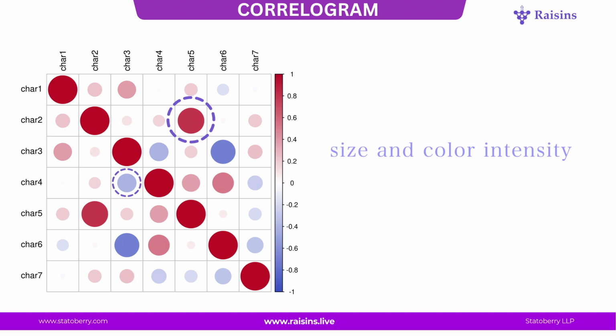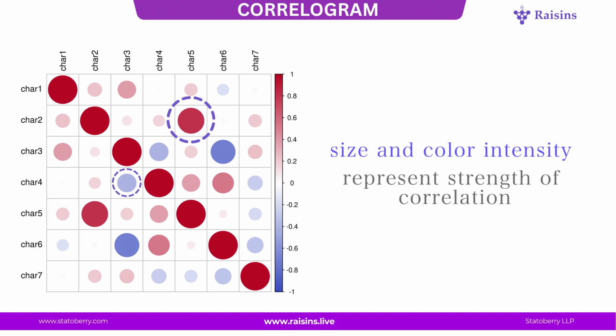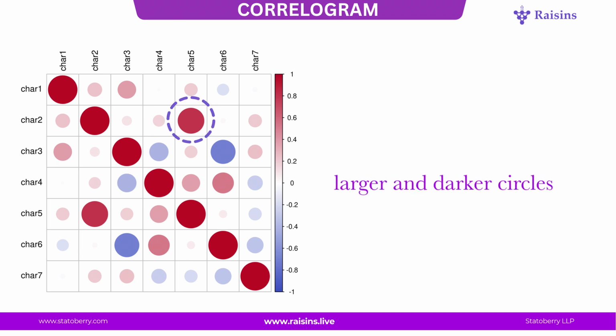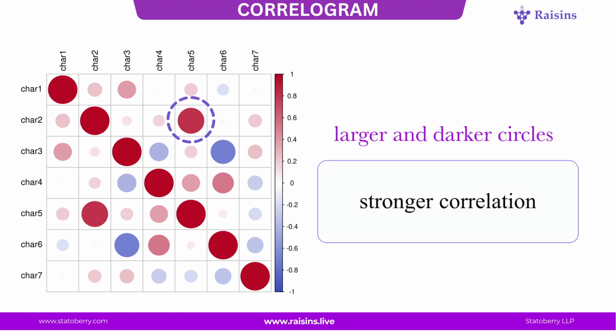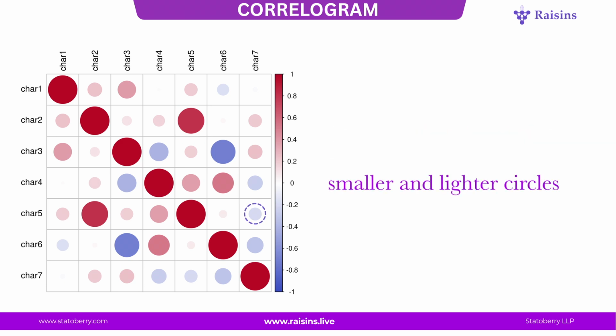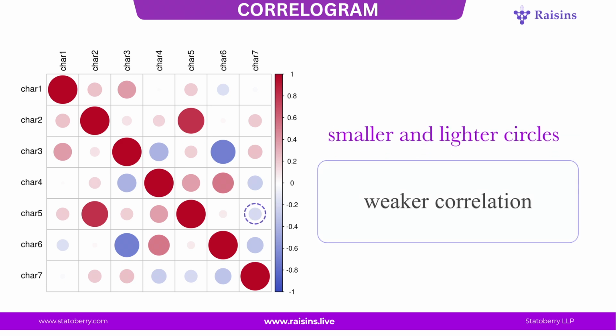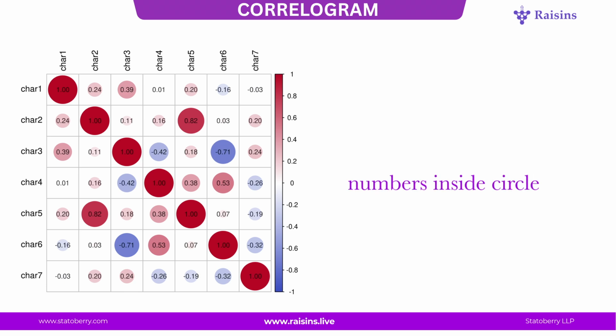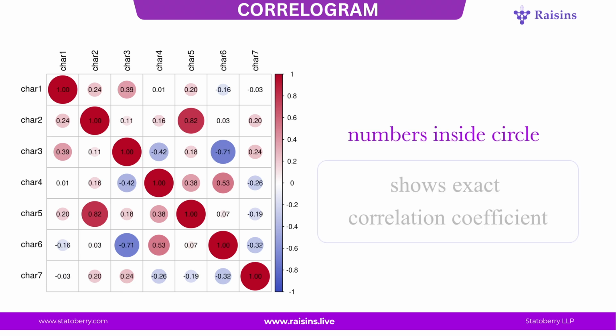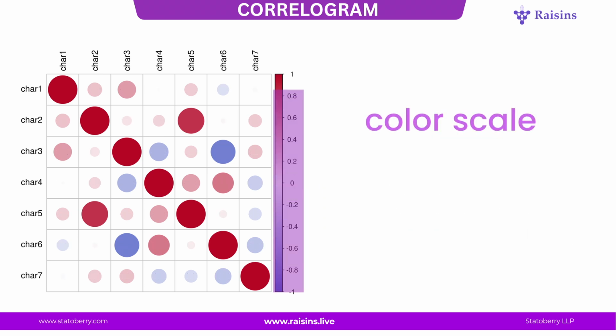The size and color intensity of each circle represent the strength of the correlation. Larger and darker circles indicate a stronger correlation. Smaller and lighter circles indicate a weaker correlation. The numbers inside the circles show the exact correlation coefficient. The legend or the color scale on the right ranges from -1 to +1.